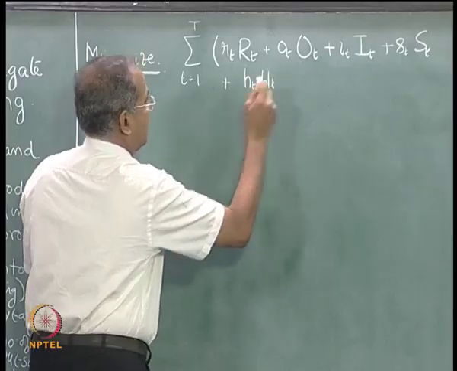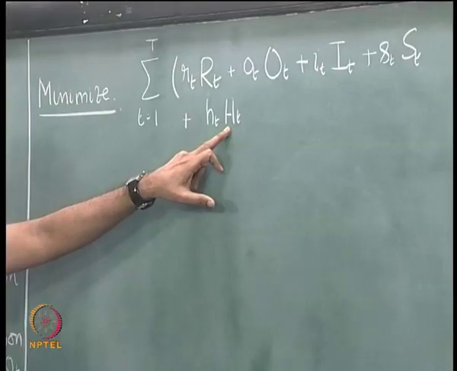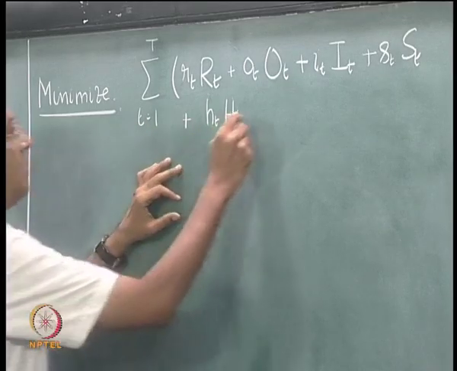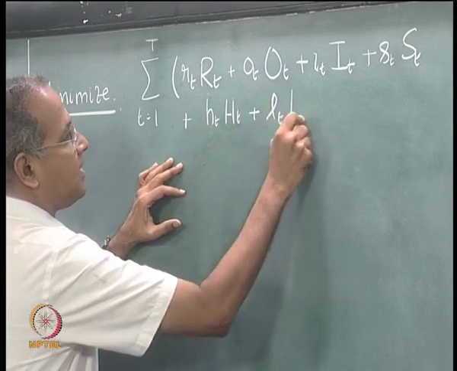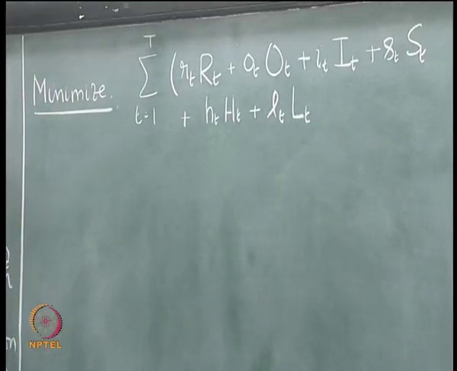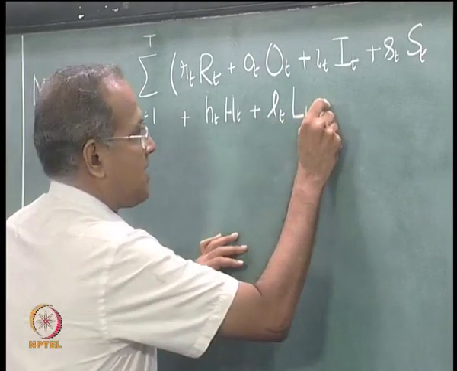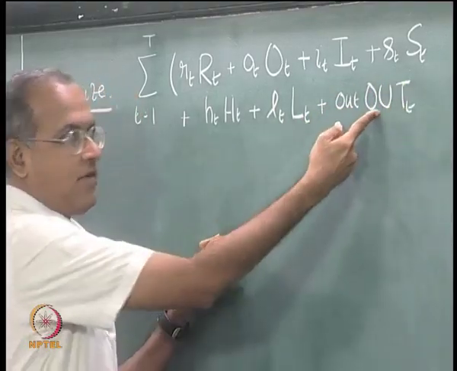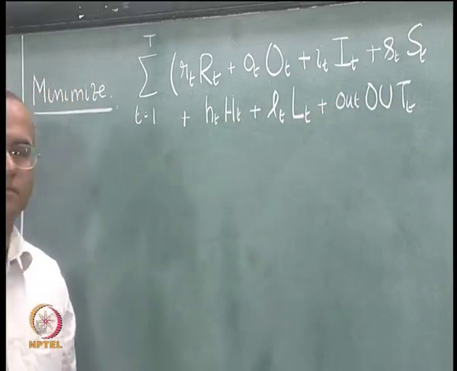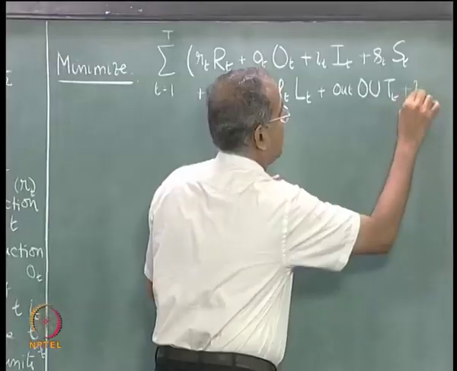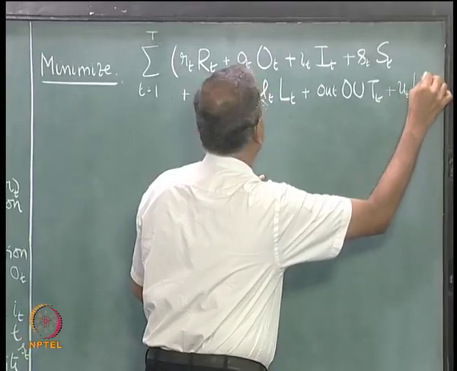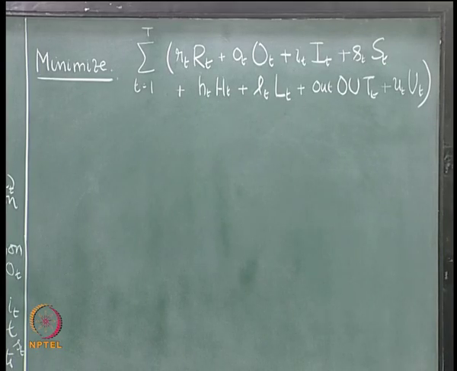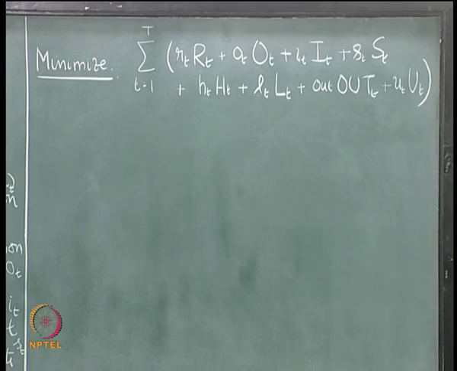HT into HT. HT is the number of people who are hired, this is the unit cost of hiring, so HT into HT, plus LT into LT, cost of layoff, plus small out into outsource of T, this is the variable, this is the cost, plus cost of underutilization UT into UT. So, there are 8 costs that I have put in the linear programming formulation, these are the 8 costs.